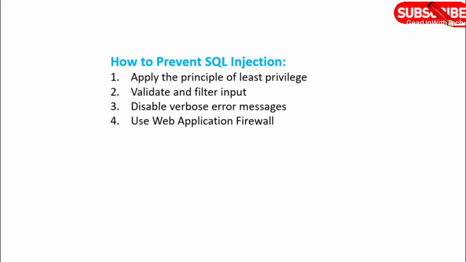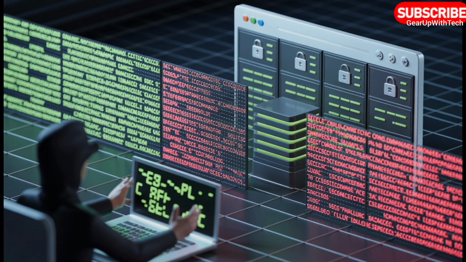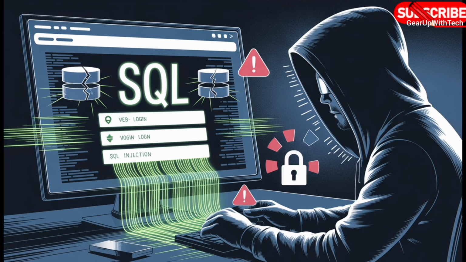Use a web application firewall. A web application firewall can help filter out malicious SQL queries by identifying suspicious patterns in incoming traffic. So this was all about SQL injection, its types, how it works, and how to prevent it.